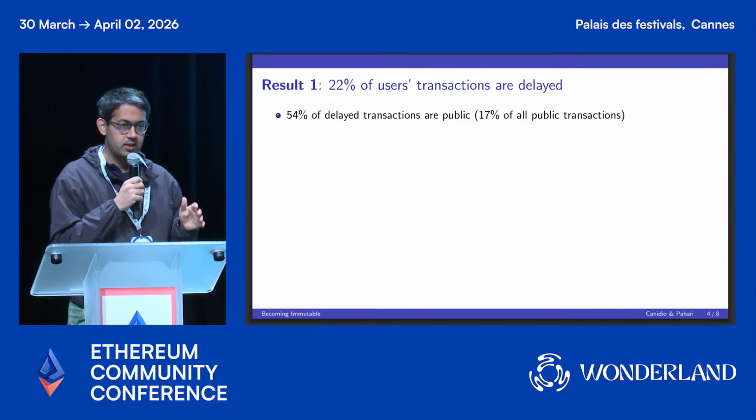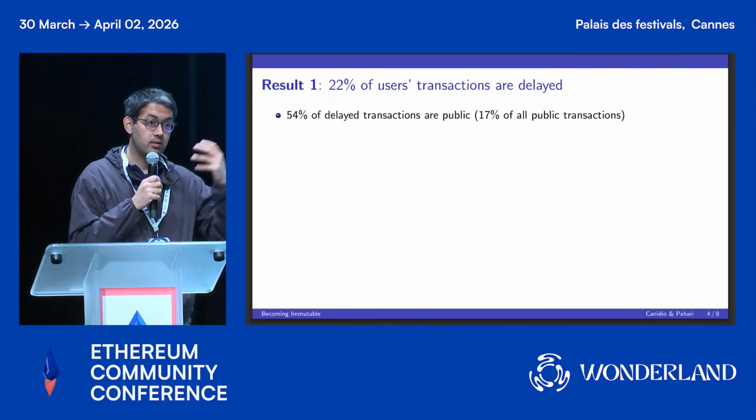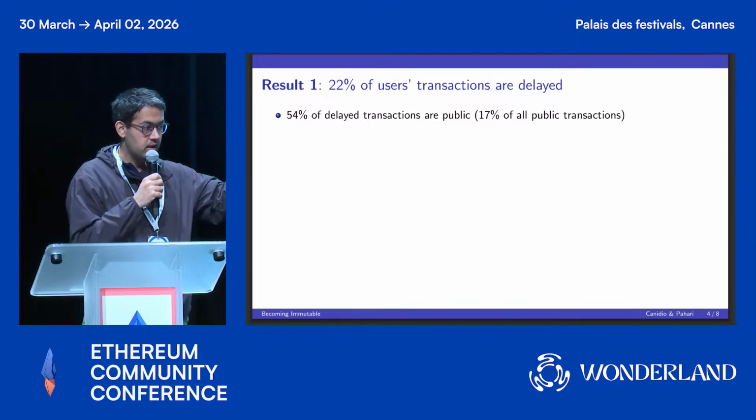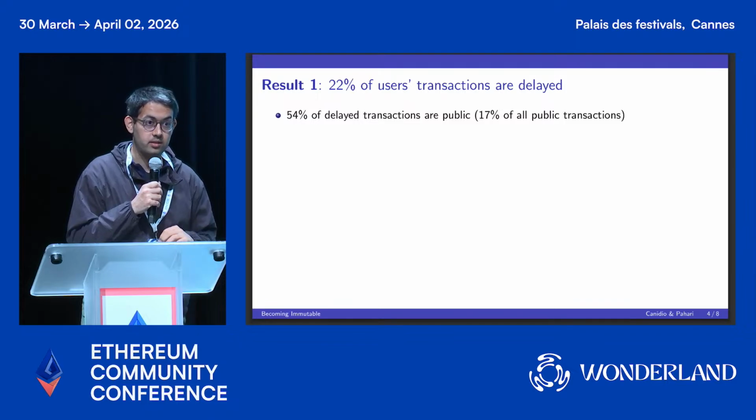And 54% of these delayed transactions are in fact sent publicly through the public mempool, or appear in the public mempool at a certain point. And this actually accounts for 17% of all public transactions.